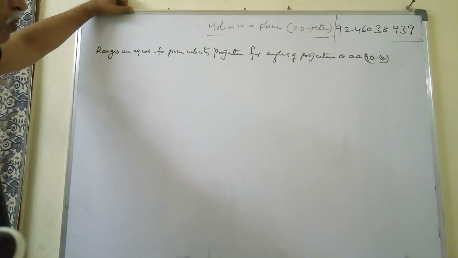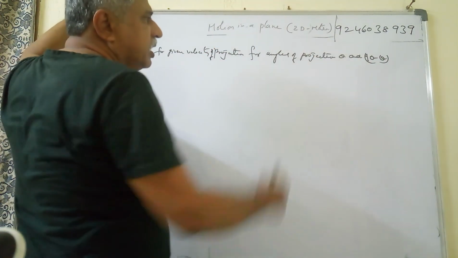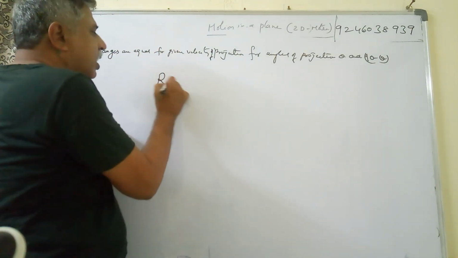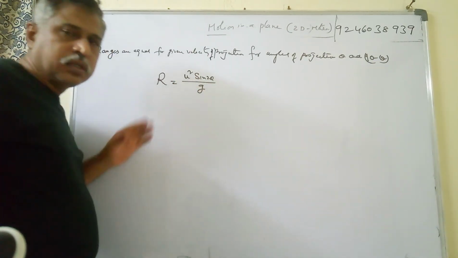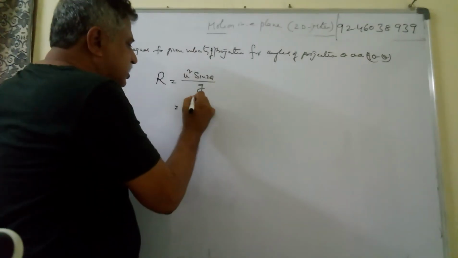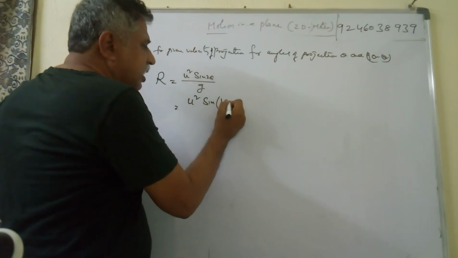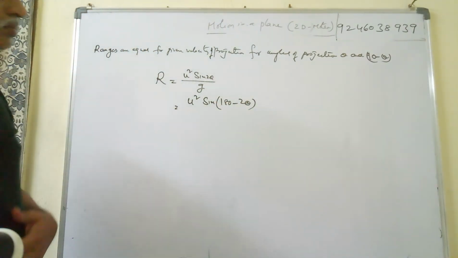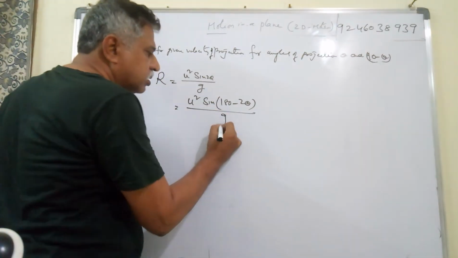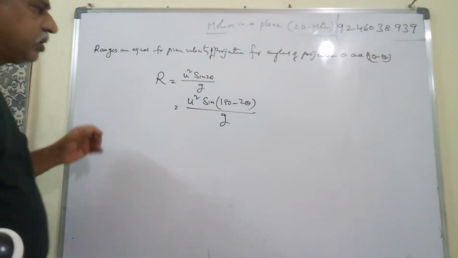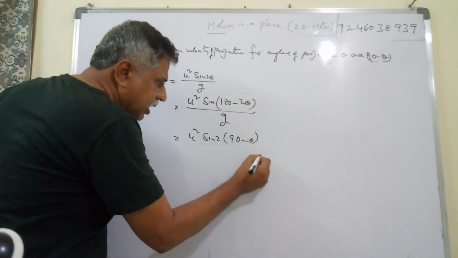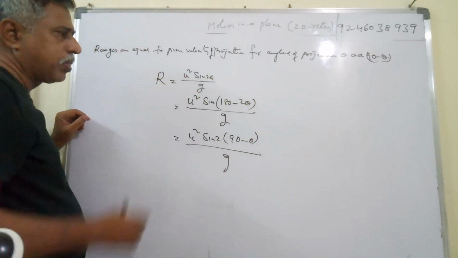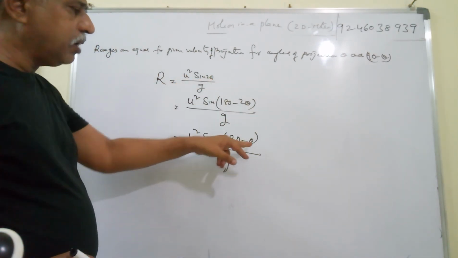Velocity of projection for angles of projection theta and 90 minus theta. For example, the range formula is given as u square sine 2 theta by g. This is the formula for range. Now, it can be written as u square sine of 180 minus 2 theta by g. From this we can write sine 2 into 90 minus theta by g. These two are equal. Here, in the place of theta, we have 90 minus theta.